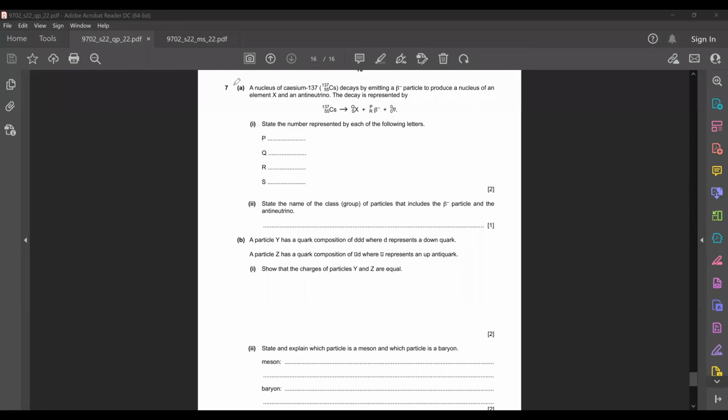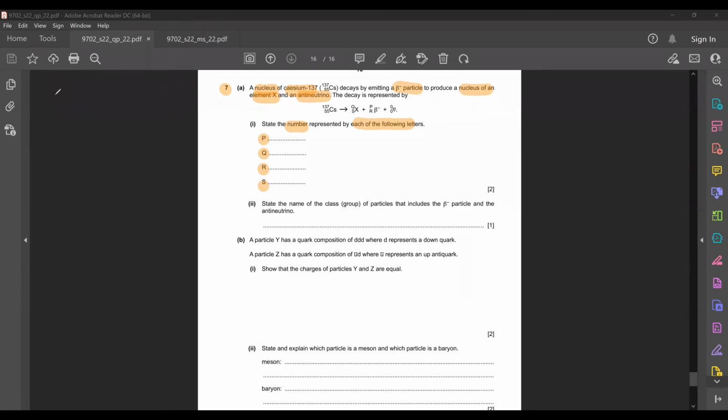For the last question, you have a nucleus of cesium-137 that decays by emitting a beta minus particle to produce the nucleus of an element X and an antineutrino. The decay is represented by the given equation here. State the number represented by each of the following letters, P, Q, R, and S. So this is a nuclear reaction.